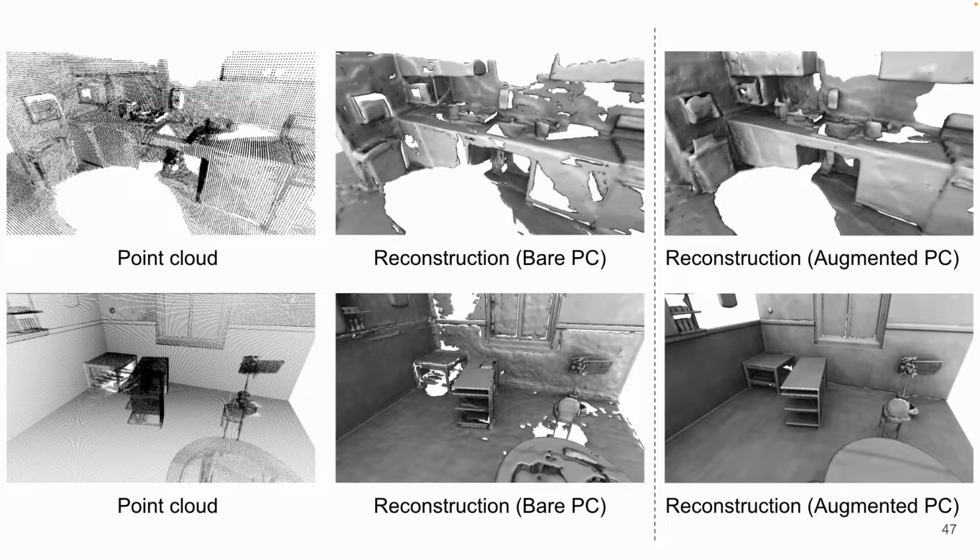And lastly, here I show a reconstruction of Poco, which can also scale to smaller scenes. And again, the network has only been trained on the closed ModelNet objects. And with augmented point clouds, the reconstruction is much better. So this time it is the reconstruction on the right, which has been done with the augmented point clouds, versus the reconstruction in the middle, which has been done with the bare point clouds.